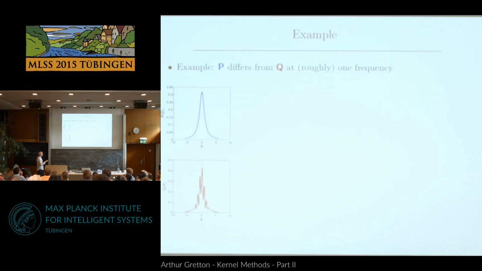Okay, so here is P and here is Q. P is a Gaussian, Q is a Gaussian. These are my two distributions, but Q I've perturbed with a little sinusoidal perturbation. Now the Fourier transform of P, the characteristic function of P, is also a Gaussian, because the Fourier transform of a Gaussian is a Gaussian. The Fourier transform of Q is a Gaussian with two spikes on each side.